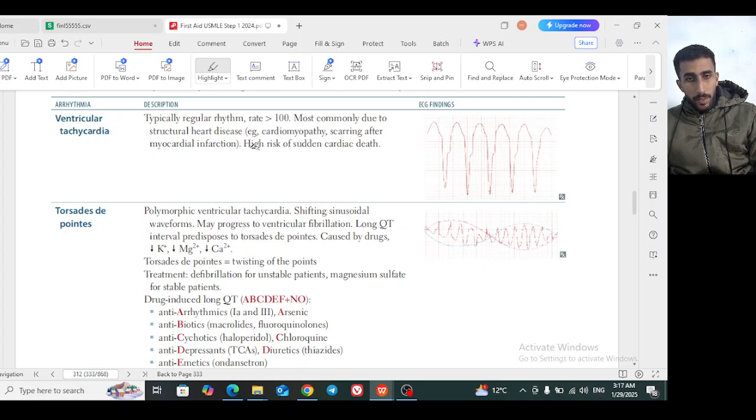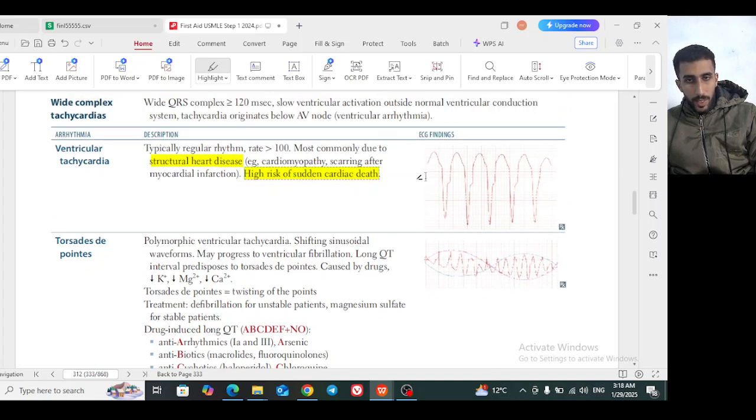And the rhythm here is regular. You know the interval between each QRS is equal. So this is a regular rhythm, and the rate is essentially more than 100, and it most commonly occurs due to structural heart disease. You remember in AF, we said that AF may come in a healthy individual or may occur with only hypertension or mild coronary artery disease. But here, to get ventricular tachycardia, a very dangerous arrhythmia, you have to have structural heart disease such as cardiomyopathy or scarring after a big MI. So when you have that, you may develop ventricular tachycardia. If you get ventricular tachycardia, you are at high risk of sudden cardiac death.